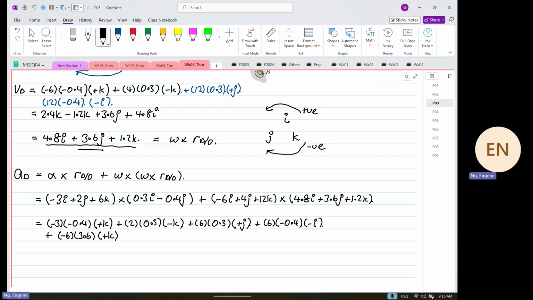I and K, so minus 6 and 1.2, right? So I and K, I cross K is in a clockwise direction, so it's minus J. Okay, so 6 and 1.2. Then a plus again, 4 and 4.8. J cross I, okay, it's minus K.